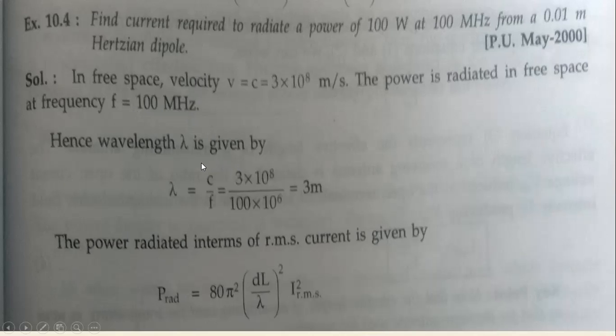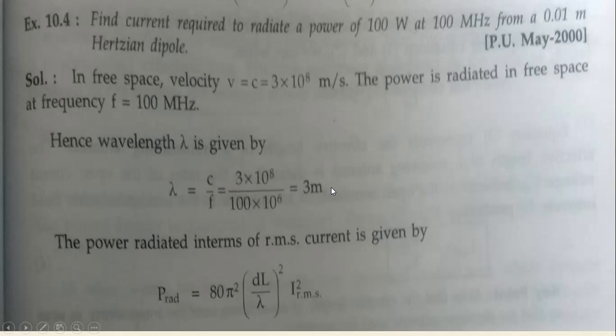How can we find the wavelength? Lambda is nothing but c by f. C is again the velocity of light, 3 into 10 to the power 8, divided by f, which is 100 into 10 to the power 6. In this way you will get the wavelength as 3 meters.